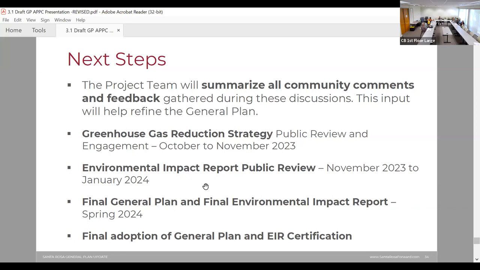For those familiar with CEQA, this is a step that the state requires for us to review before adopting the plan. And finally, we will have a final general plan and final environmental impact report. And those would be finally adopted by our city council. And so this is it for me, but if you have any specific questions or comments, we're here to take notes or about anything that you want us to do.